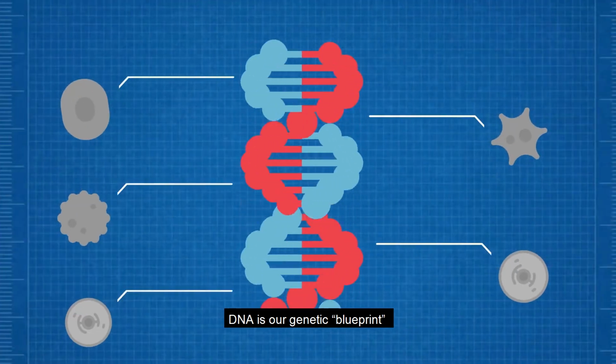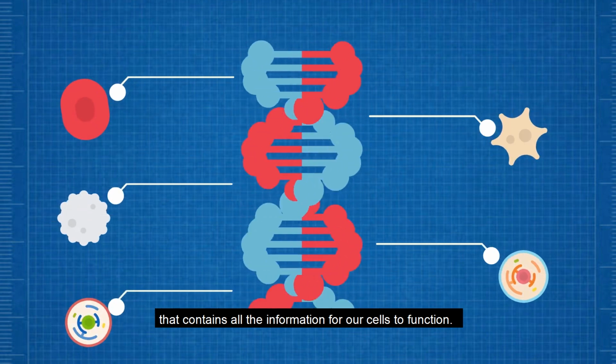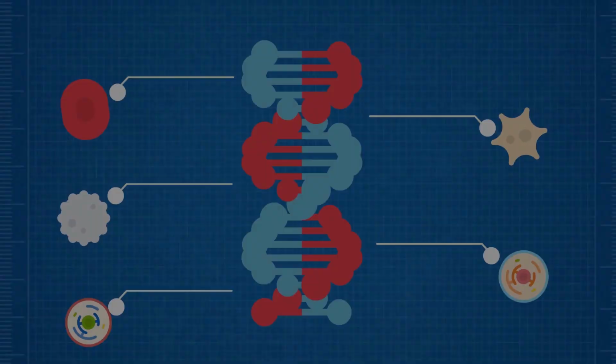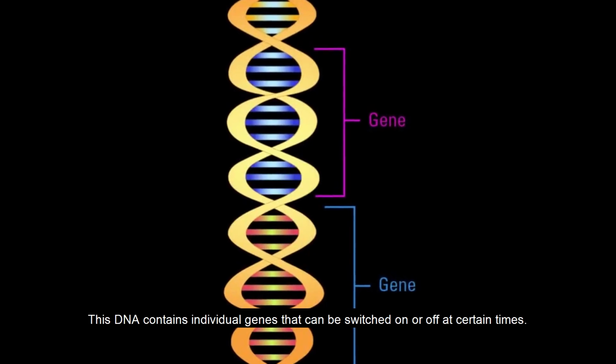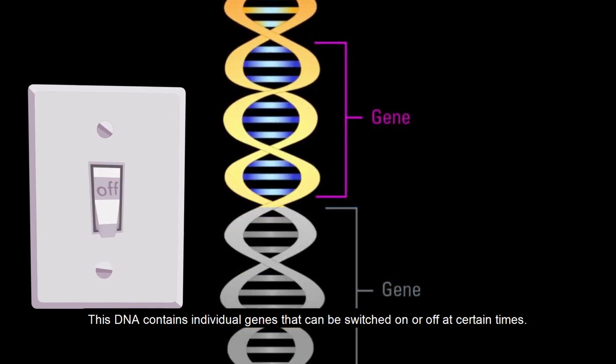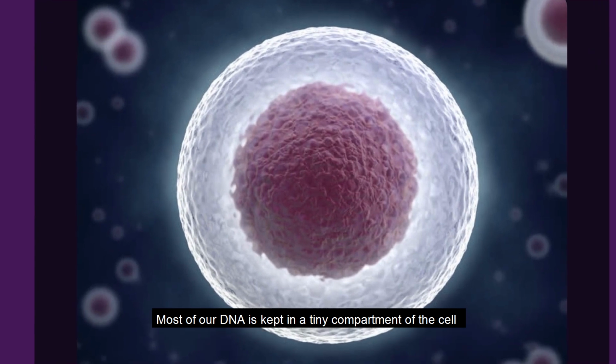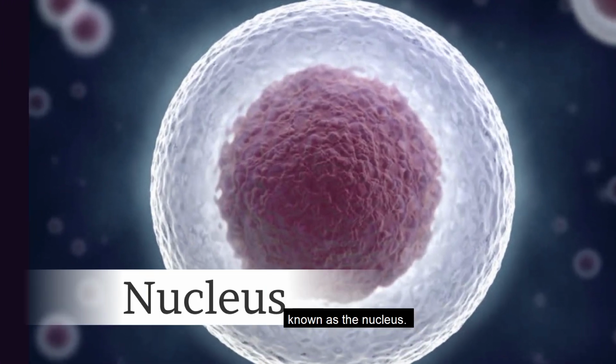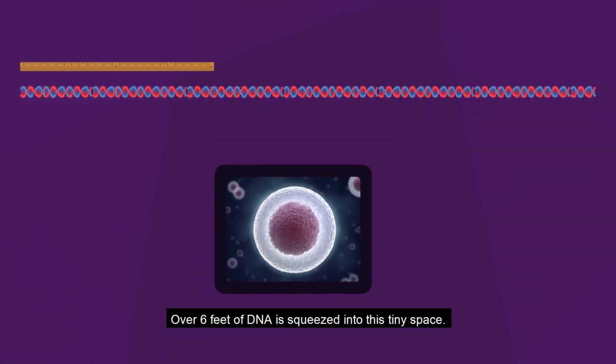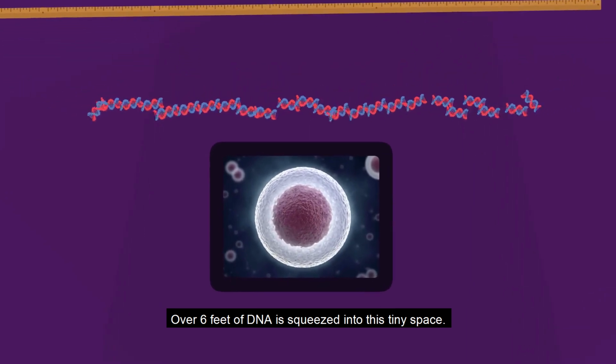DNA is our genetic blueprint that contains all the information for our cells to function. This DNA contains individual genes that can be switched on or off at certain times. Most of our DNA is kept in a tiny compartment of the cell known as the nucleus. Over 6 feet of DNA is squeezed into this tiny space.